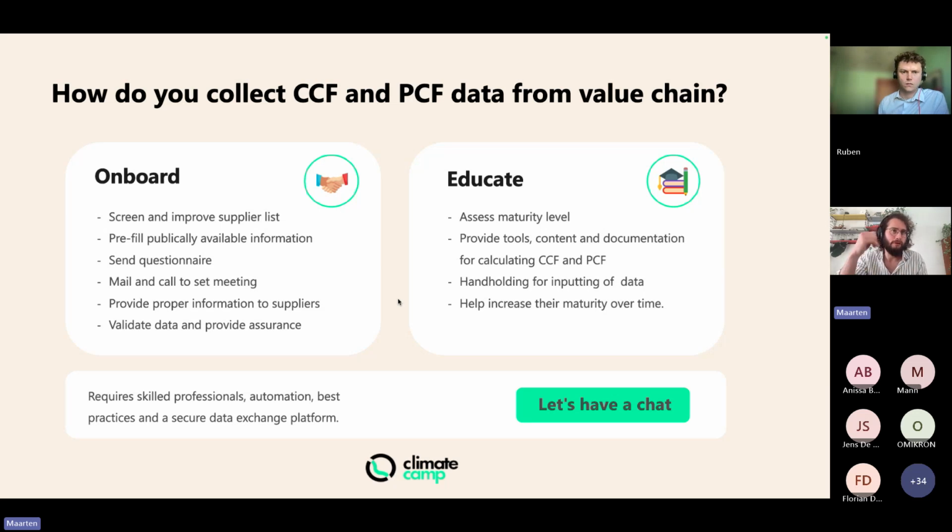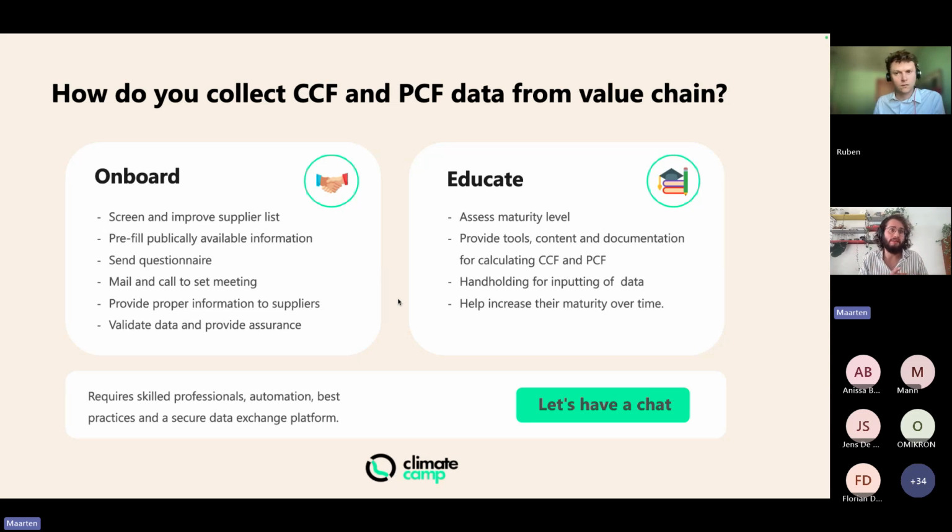We then pre-fill publicly available information, because larger companies often have sustainability reports, which we can then use, the information on that report for corporate carbon footprint, for example, and then you send the questionnaire. But as I mentioned before, if you have 100 suppliers, you should be glad if 10 or 15 respond, because often it takes a lot of mailing, calling, following up, because these people are busy, they don't always have the data, and you want to help them, you want to hold their hands to set a meeting to gather this information.